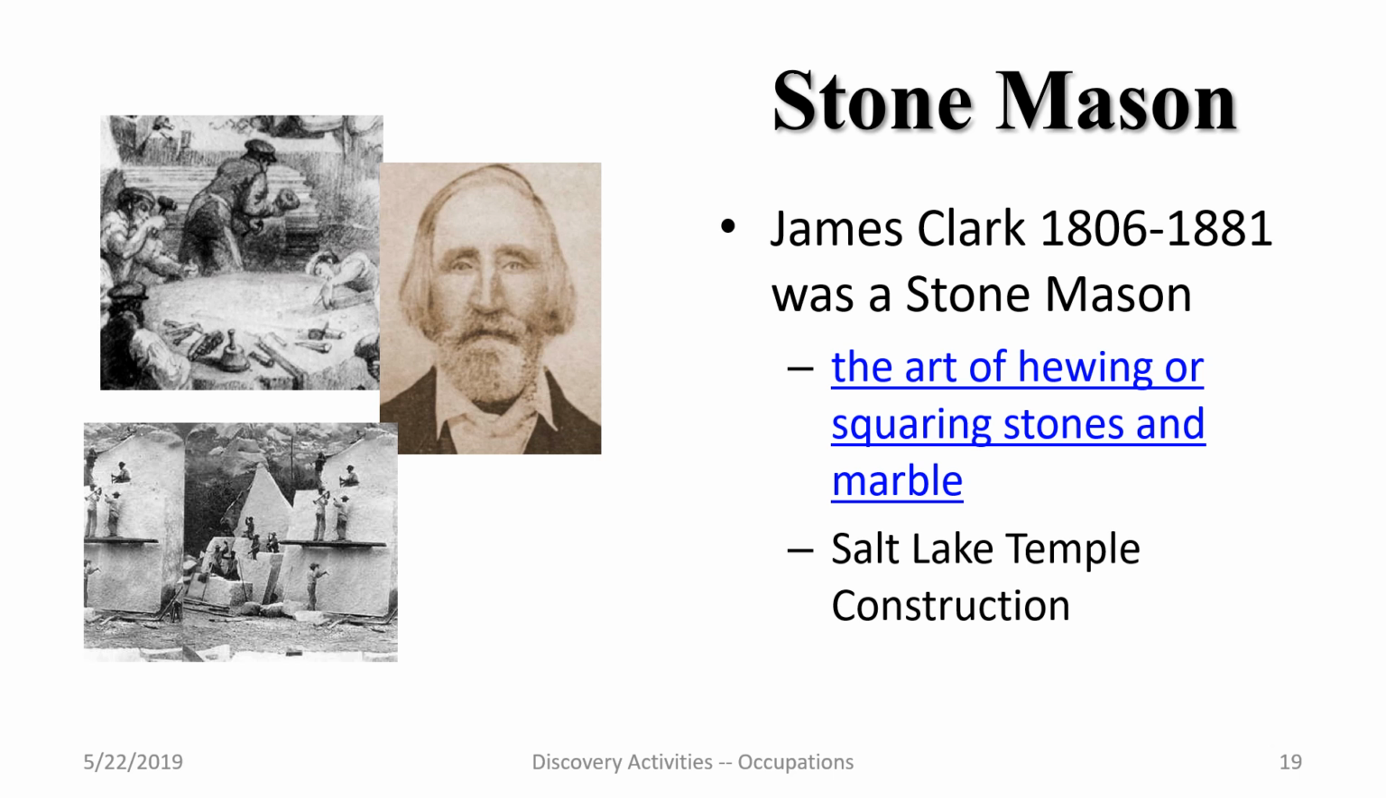The crowning work of James Clark was that he worked as a stonemason on the Salt Lake Temple. He was called to take his team of oxen and cut and haul the stones in building the temple, which he did faithfully. The bottom image shows stonemasons working on the Salt Lake Temple.